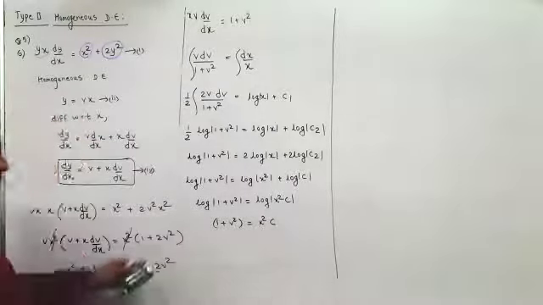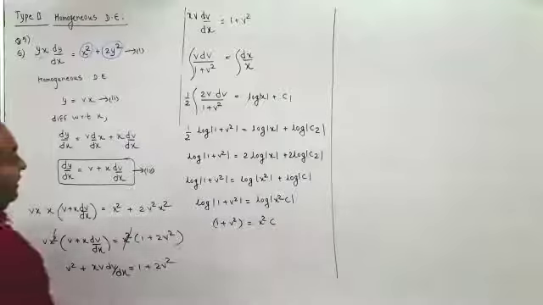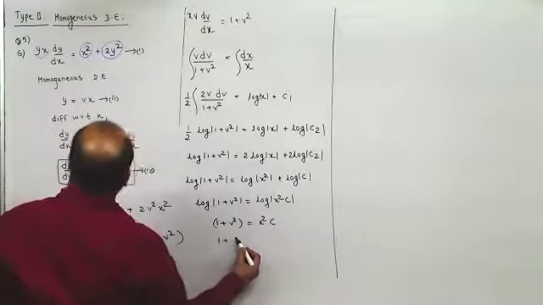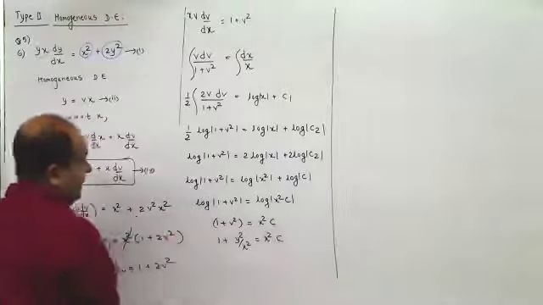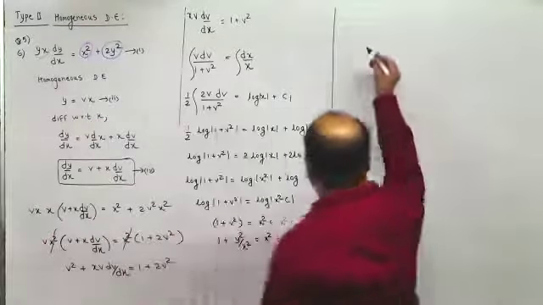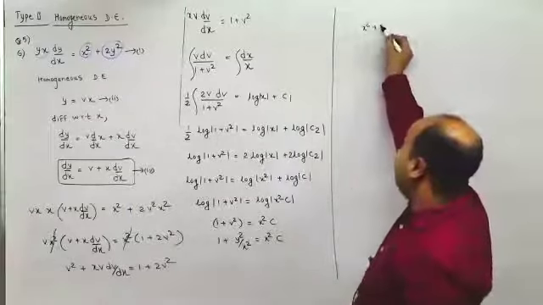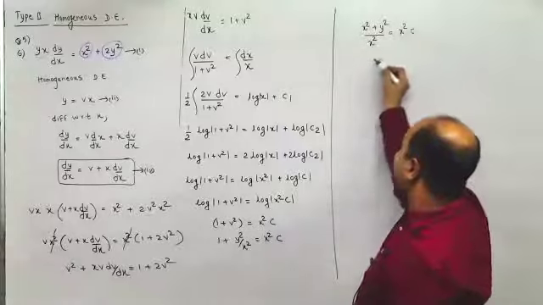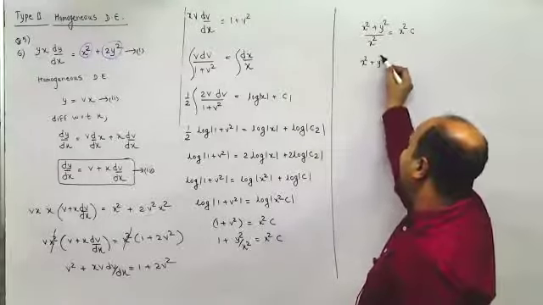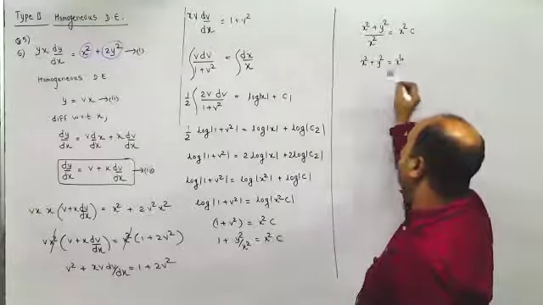Now after you write this, the final answer should be in terms of y and x. So replace v square with y square upon x square. You get this equal to x square into c. When you take the LCM, you will get x square plus y square upon x square equal to x square into constant. X square plus y square equal to x raised to 4 into constant.